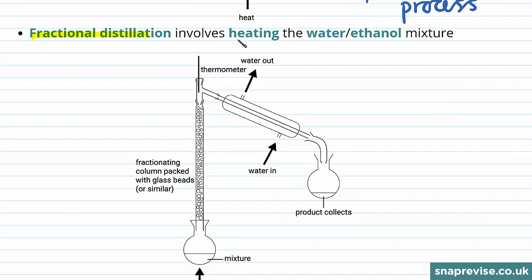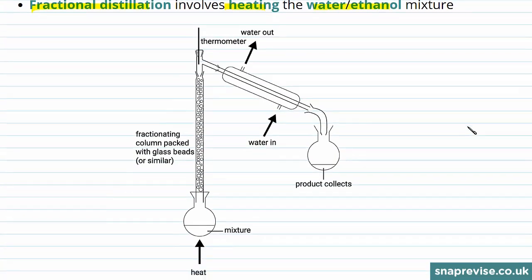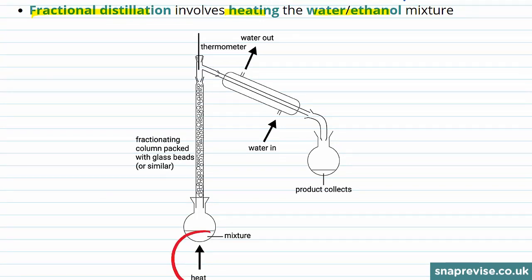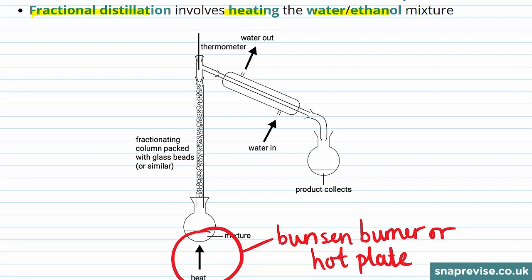In the fractional distillation process, we start by heating the water and ethanol mixture, with heat energy provided to the flask from a Bunsen burner or a hot plate. It's generally safer to use a hot plate as ethanol is flammable.